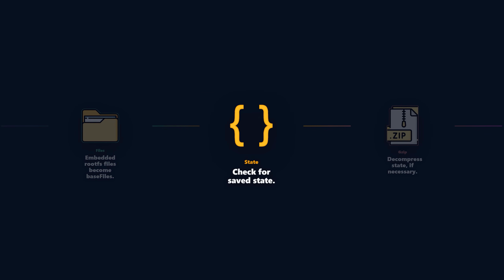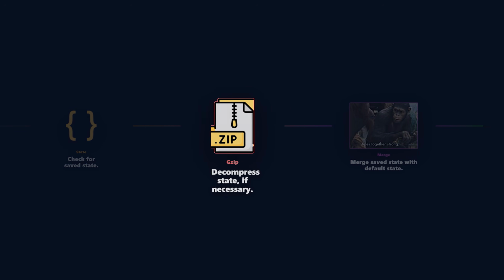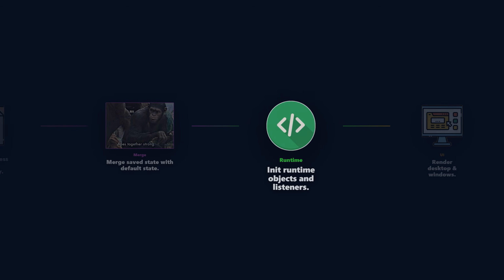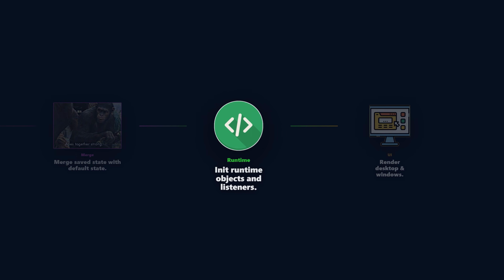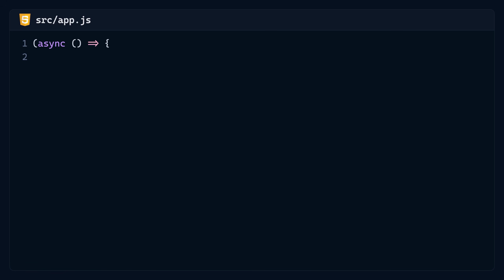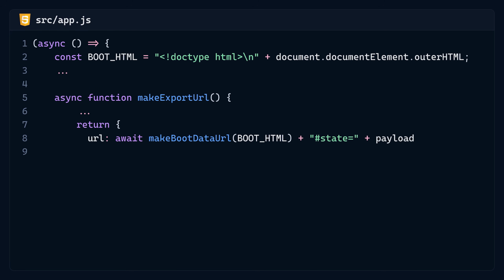Next, the URL hash is inspected for saved state. That state is then decompressed when necessary. Saved state is merged with default state. Event listeners and runtime-only objects are initialized. And finally, the desktop and application windows are rendered. And gotta make sure you don't lose sight of boot HTML. It's the reusable bootloader used when the running machine exports itself again.